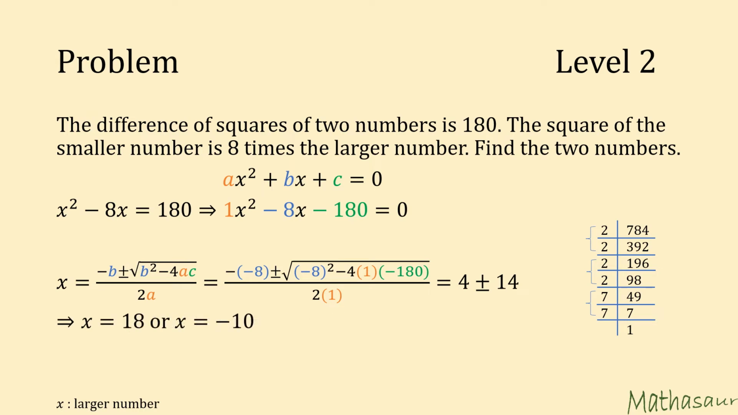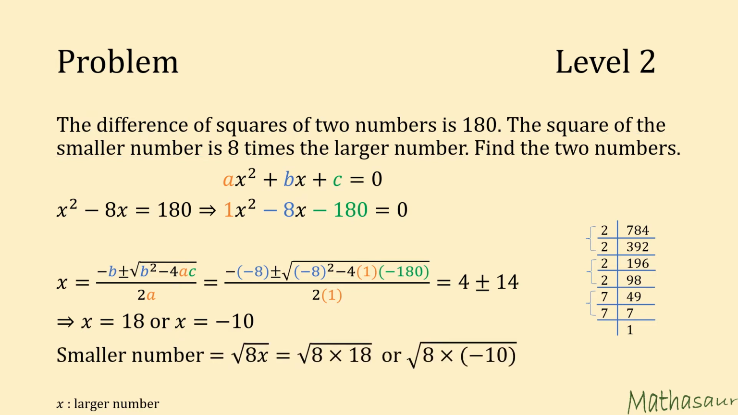We get x is either 18 or x is minus 10. But we were given that the square of smaller number is equal to 8x. So let us solve for the smaller number. We can see that we get the smaller number for x equal to 18, whereas for x equal to minus 10, we would get the square root of a negative number. Hence, x is equal to 18.